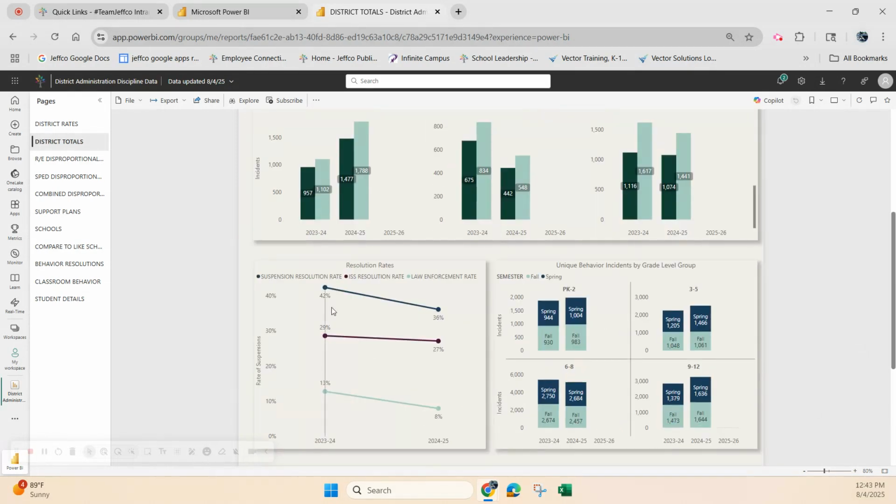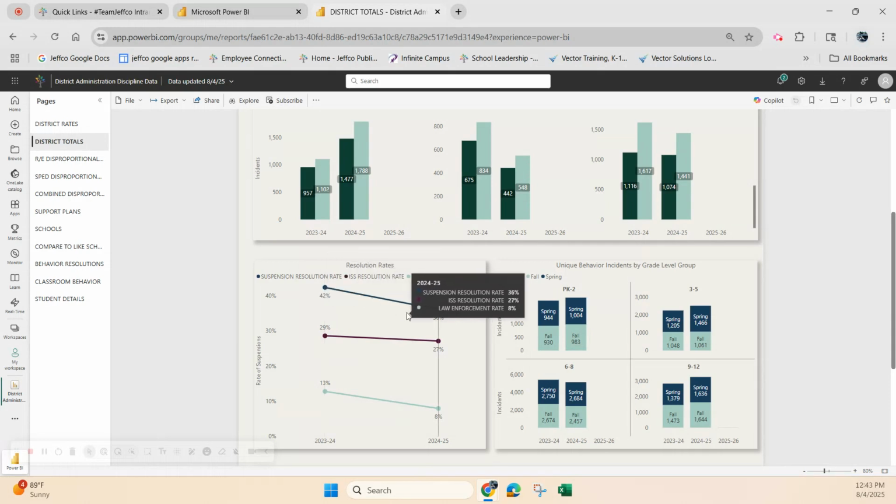And then this tile is resolution rates. Last year, 23-24, we had a 42% suspension rate, a 29% ISS resolution rate, and a 13% law enforcement rate.